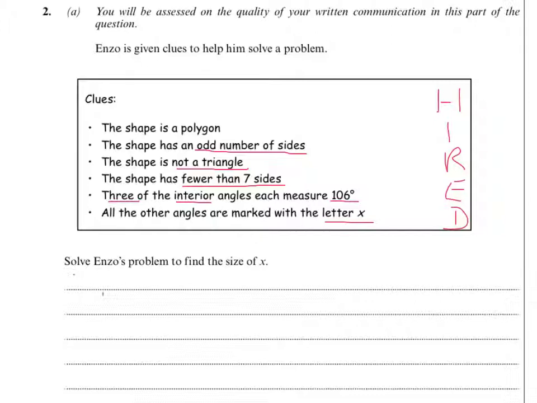So the first thing I'm going to do is look at using the maths in order to answer the question, and then I'm going to concentrate on trying to put that into sentences which help me communicate what the answer is. The first thing I'm going to do is look at how many sides my shape has. I know it's got an odd number of sides, and I know that it's not a triangle, and that it has fewer than 7 sides.